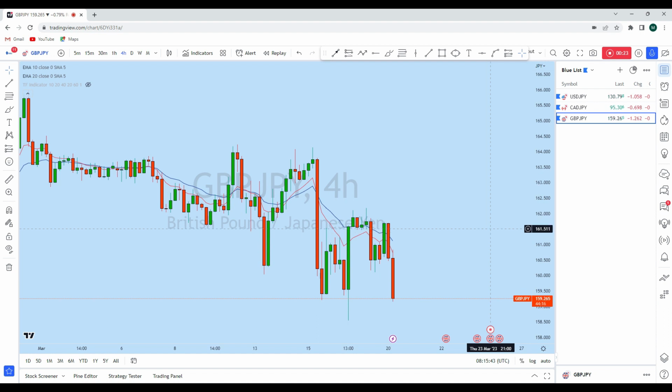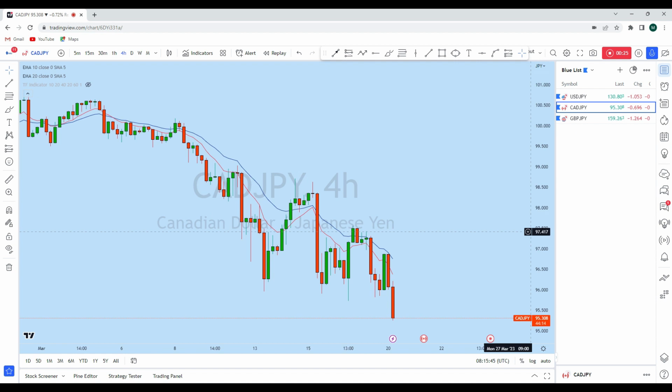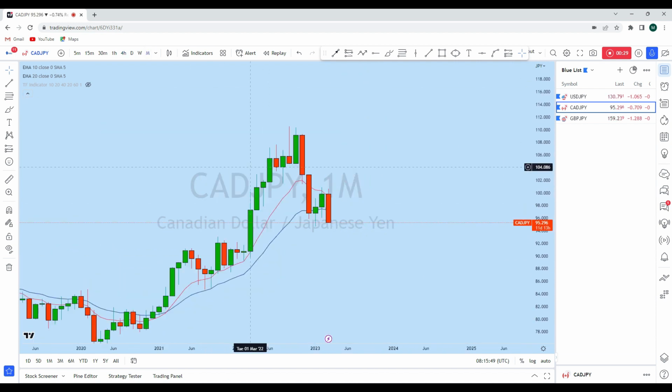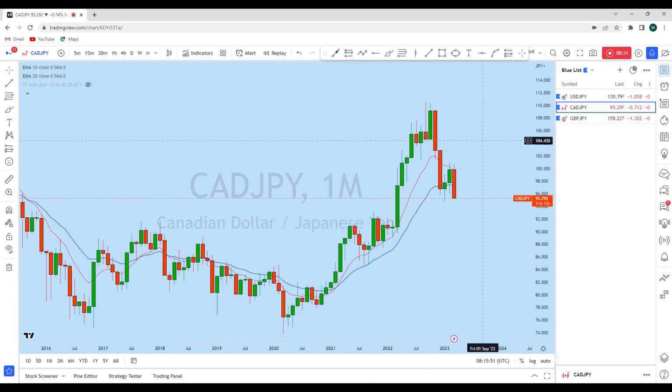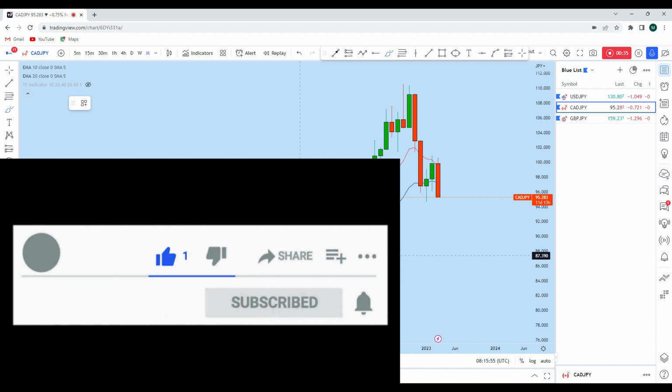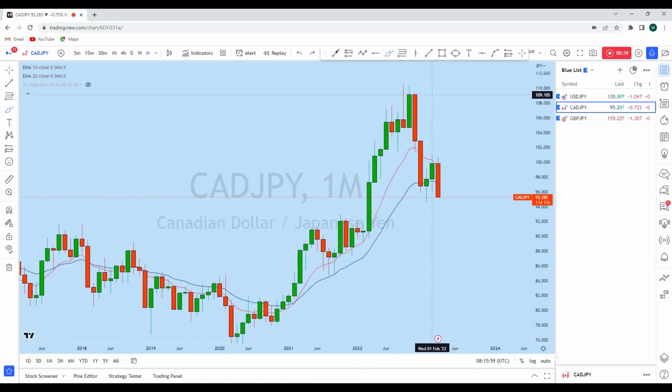starting with CAD JPY, looking at monthly. From the monthly perspective, we can see that CAD JPY over the long term is historically a bull market. There was a series of higher highs and higher lows, but in the past couple of months CAD JPY has had a strong breakdown from this resistance, created a slow correction for back to back 2 months. Now it has started another downtrending market structure.